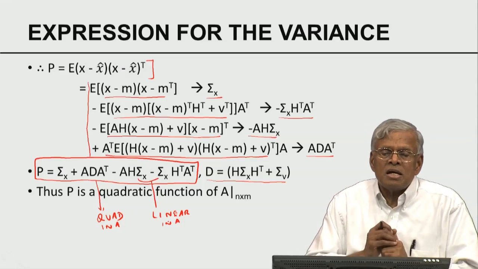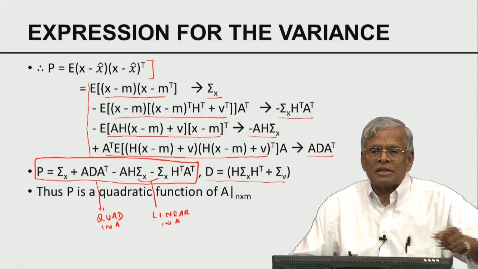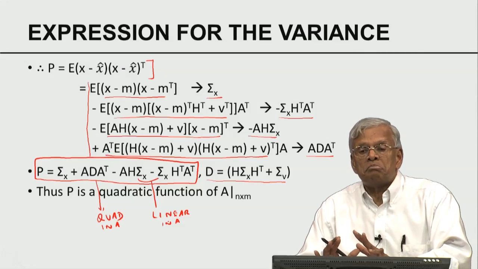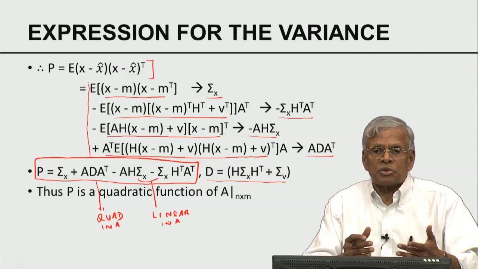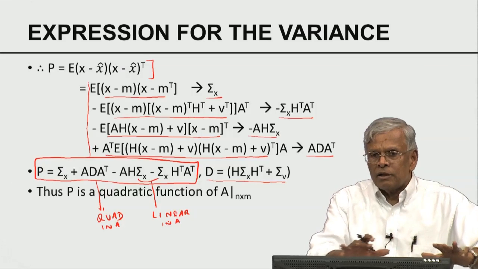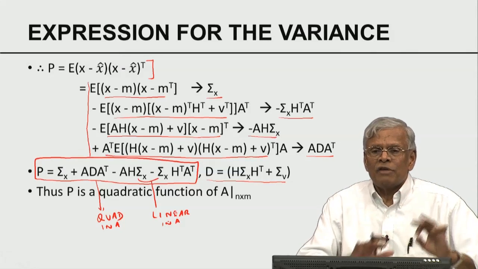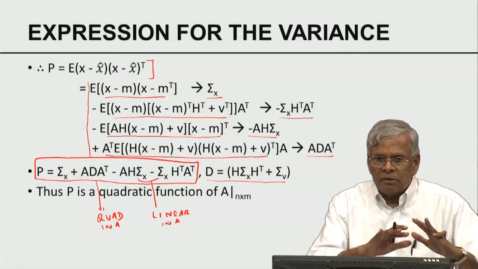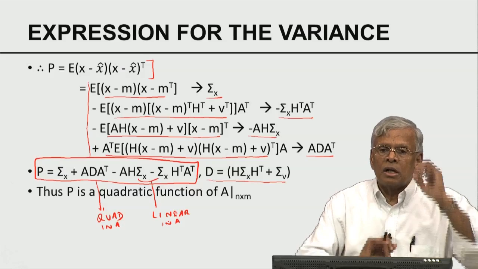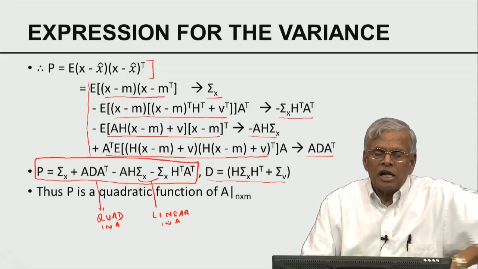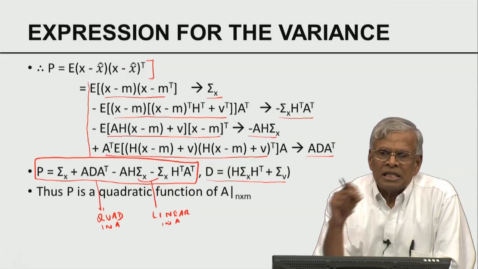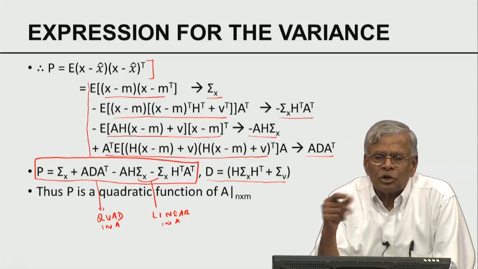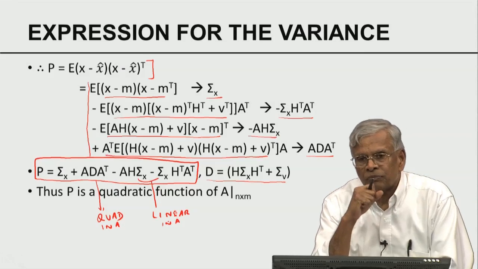AZ plus B. We forced unbiasedness, which gave rise to a condition on B in terms of A, which we substituted. We carried through the analysis. We computed the expression for the covariance of the estimate. The covariance of the estimate is a quadratic function in the elements of the A matrix, which is yet to be decided. So we still have not decided what A should be.